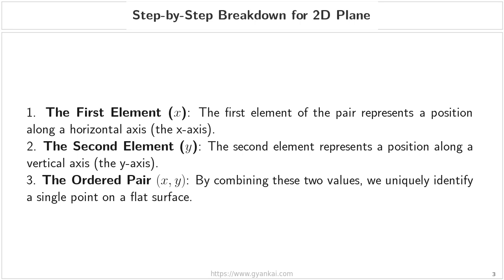Finally, when we combine these two specific values into an ordered pair, written as (x, y), something powerful happens. By following these two precise instructions together, we are able to uniquely identify one, and only one, single point on a flat surface. This is the fundamental building block for the coordinate plane we are about to define in the next slide. Now that we have established that the Cartesian product of real numbers with itself, or R × R, gives us a collection of all possible pairs, let's break down exactly how we use one of those pairs to navigate a plane.